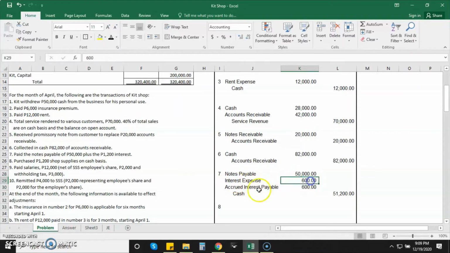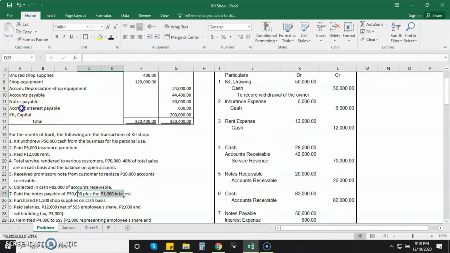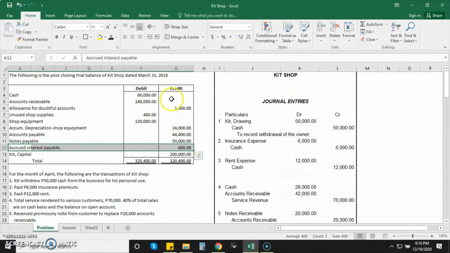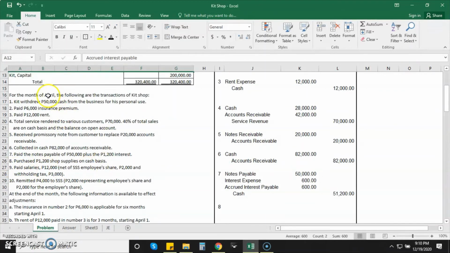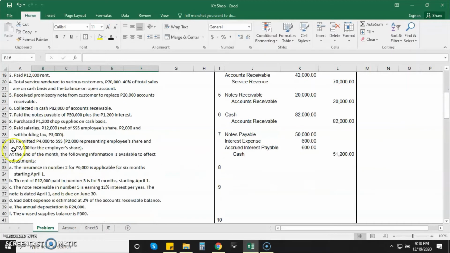For the interest expense, this is the left payable for this one. So you are going to pay 600 plus the left one, which is another 600 to make it total as 1,200. And then yung cash na binayaran mo is 51,200. Kaya nga sabi, 50,000 plus 1,200 na interest. So it means that 600 was the interest for the month of March and another 600 for the month of April.